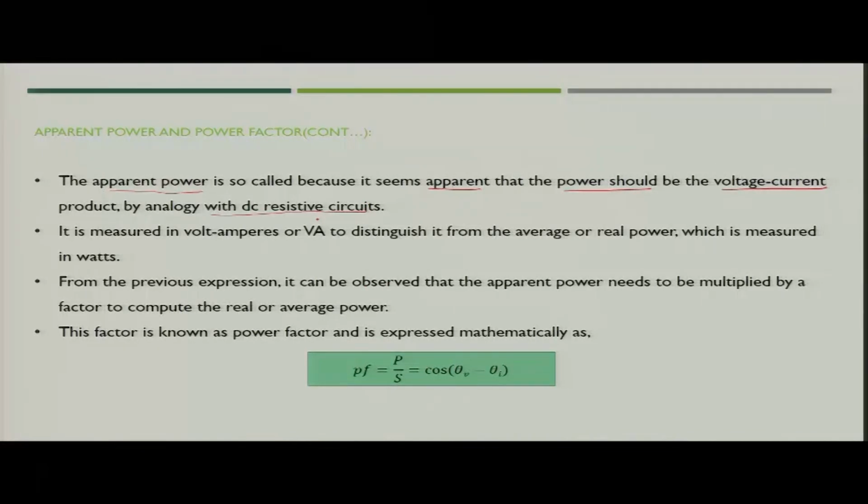Now, the apparent power is measured in volt ampere, just to distinguish it from the real power, which we express in watts. Just to differentiate between apparent power and real power, we use volt ampere as the unit for apparent power and watt as the unit for real power. From the previous expression, you can also observe that apparent power needs to be multiplied by a factor to compute the real or average power.